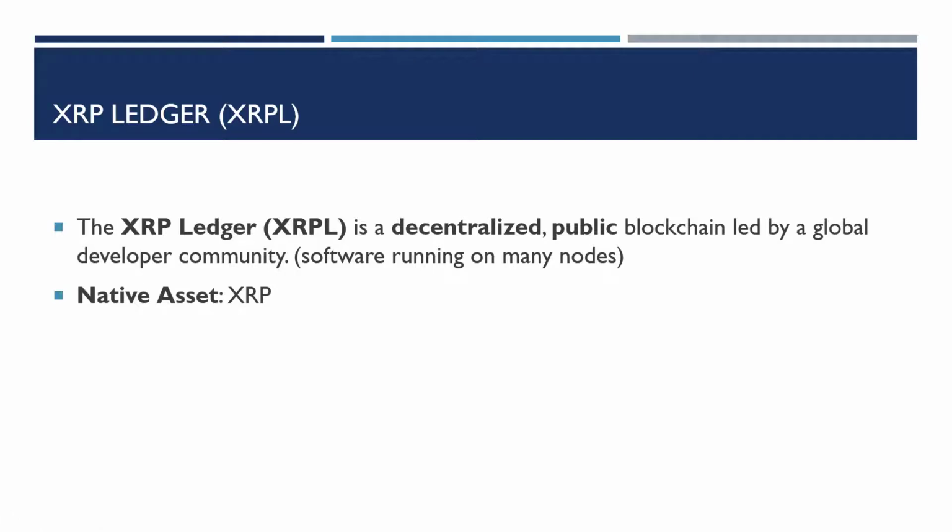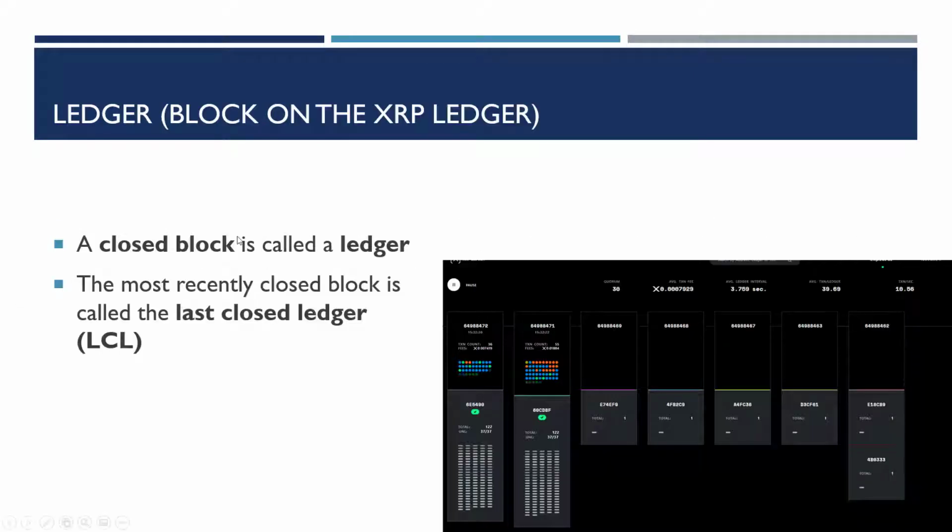The next thing we could mean with ledger is basically a closed block. We also call that a ledger. As you know, it's a blockchain, and approximately every 3.8 seconds a block is being closed, and basically a ledger is being closed here. The last block which has been closed is called the last closed ledger.